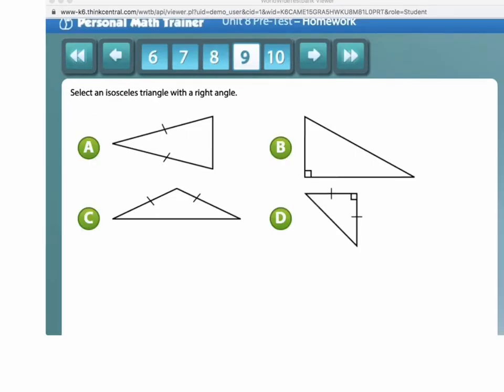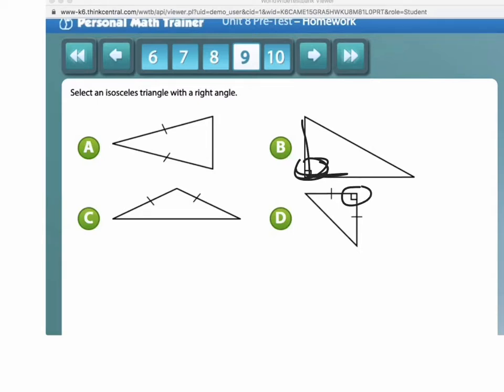Asking us to select an isosceles triangle with a right angle. So remember, by definition, an isosceles triangle is any triangle with 2 or more congruent sides. So these are all isosceles triangles, but they are not all isosceles triangles with a right angle. A right angle is identified by that corner, 90-degree angle where the corners meet. So that's a right angle, and that's a right angle.